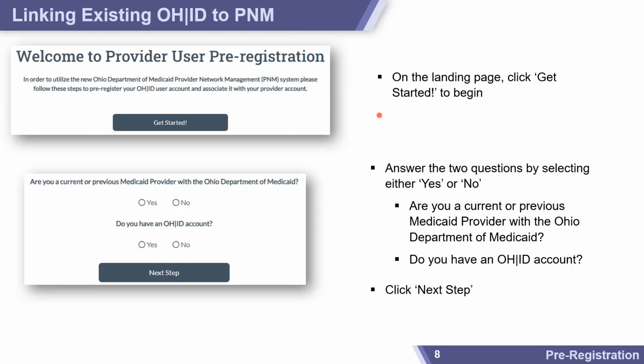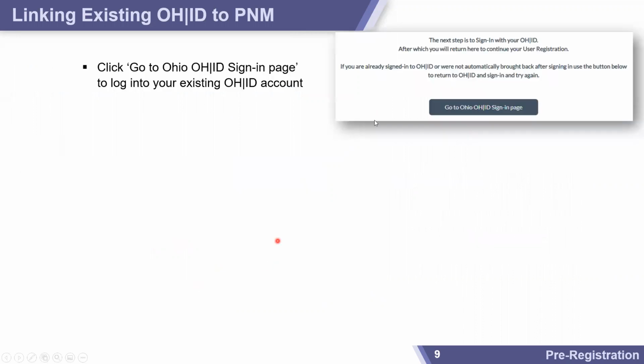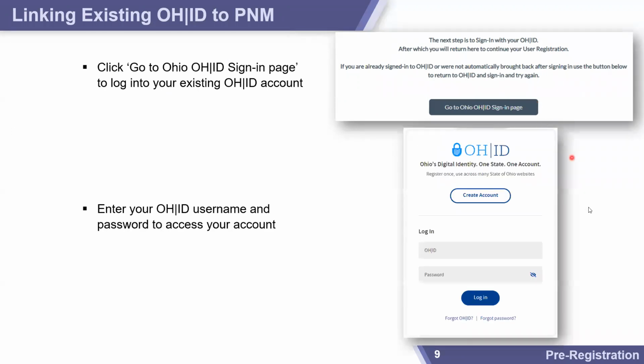So I'm going to answer yes to both of those questions and then click on the button that says next step. And it tells us here the next step is to sign in with our Ohio ID account. Since we said that we have one, we need to sign in with our Ohio ID account. And that's what this button is going to redirect us to do, to go to our Ohio ID sign-in page. So I'm going to click on that. And it'll take us right to the Ohio ID sign-in page.